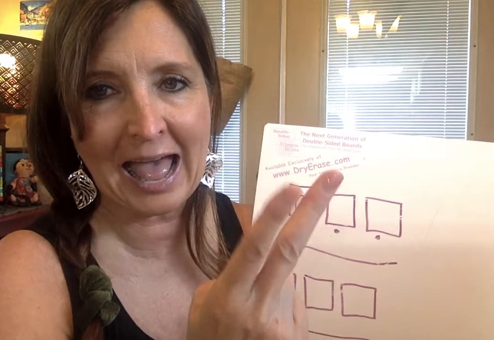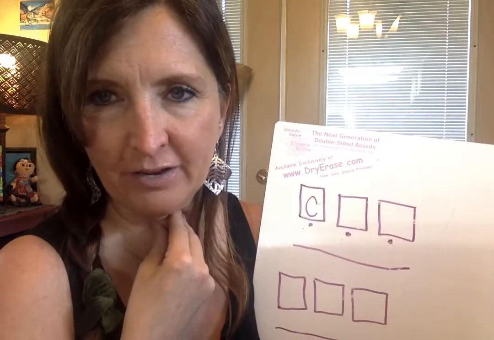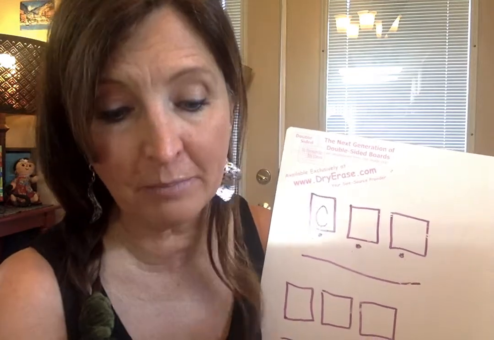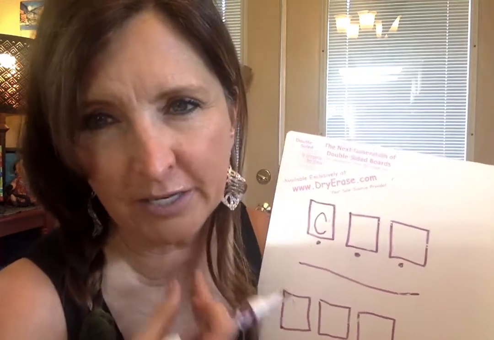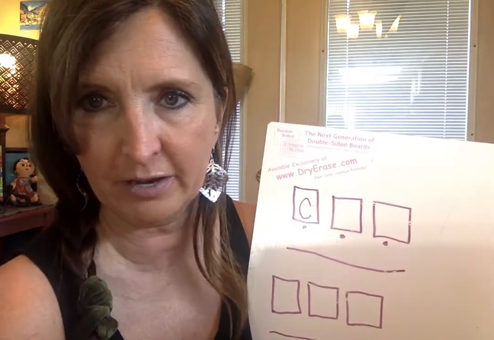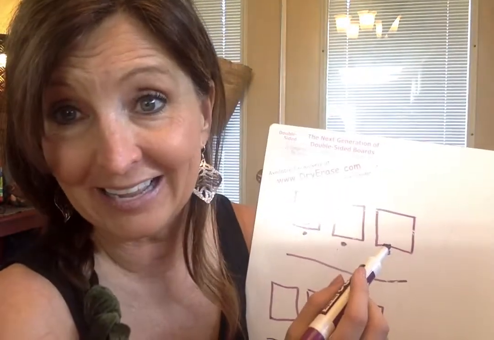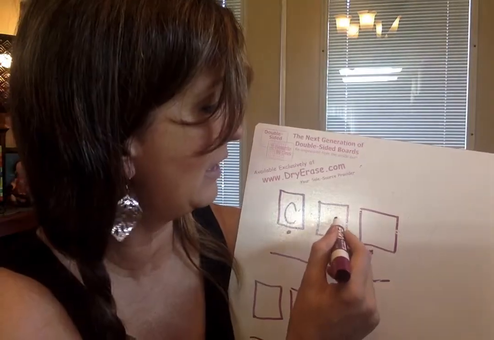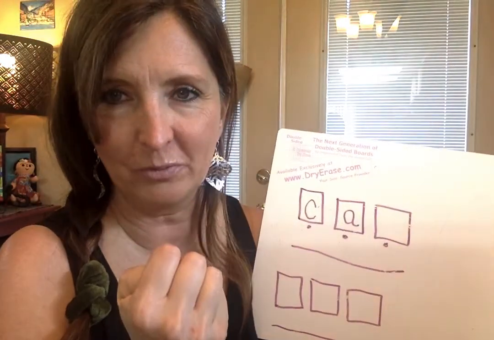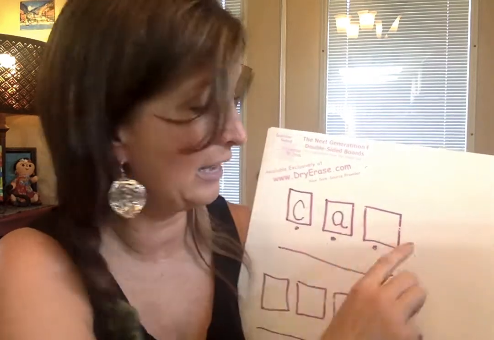Next sound, ah. Hand on your throat. Ah. Is it voiced or unvoiced? This time I can feel my throat vibrate when I say it. That means it's voiced. It's also continuous. Listen. Ah. I could just go on forever until I run out of breath. That means it's continuous. What letter name? A makes an ah. So I'm going to write A. Ready? The word was cat. K. Ah.